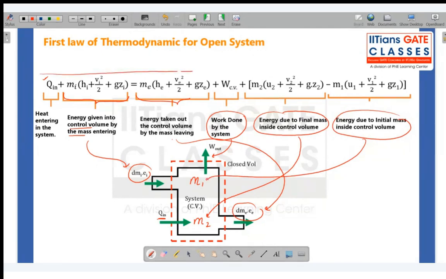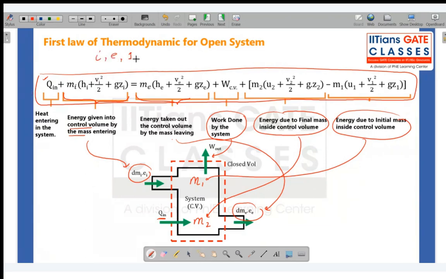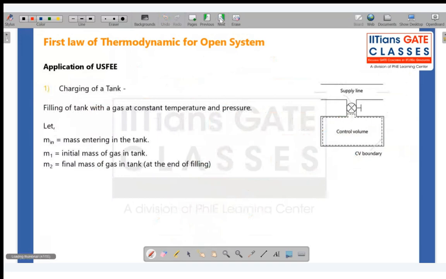So I hope this equation, you have to write it at least 10 times so that it is absolutely clear to you. Don't make mistakes in i, e, 1. To be very clear, what is i? i is in, e is exit, 1 is initial inside, 2 is final inside. Clear? Okay. Quickly, I'll take 5 to 7 minutes.